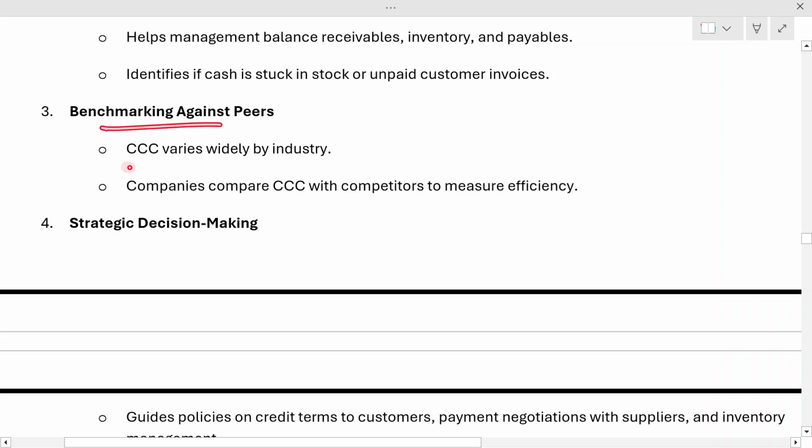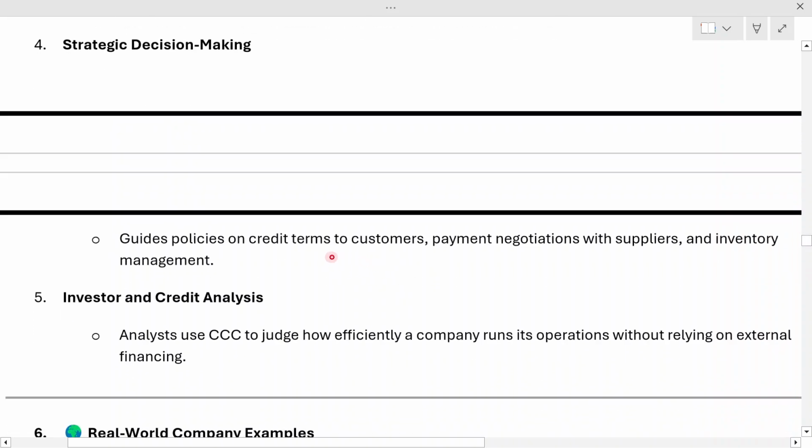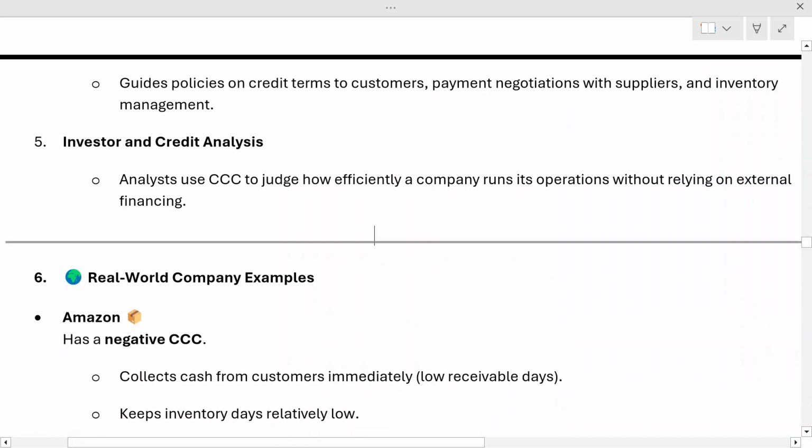You can do benchmarking and compare with other industry peers to see what the efficiency level is. And finally, some strategic business decisions can be taken, like credit terms with the customers, how to negotiate, and so on. And investors also use it for credit analysis.